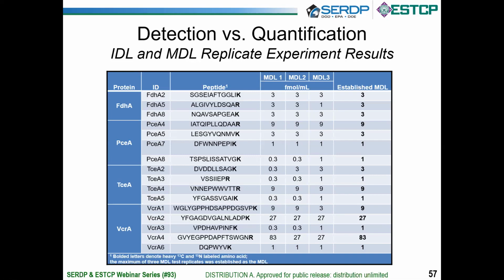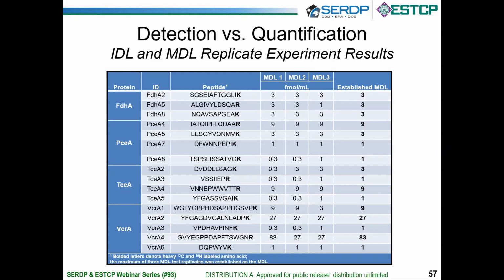And so the number of unique peptides for each protein is shown in the ID column. The sequence associated with the peptide is shown, and the triplicate method detection limit results for these peptides is shown as well. And so ultimately the highest of the MDL results for each of the peptides was selected as the method detection limit for this study.